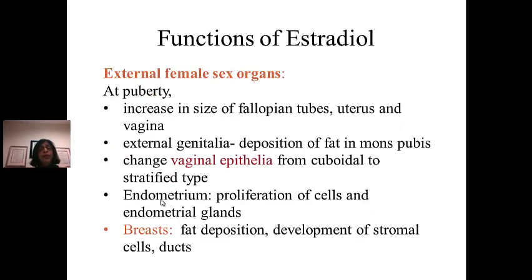All right, more functions to add: increasing the size of the accessory structures, maintenance of the functions of external genitalia, vaginal epithelia change even within the cycle, endometrial changes we saw earlier in the presence of estrogen. Breasts are also under the influence of estrogen. They grow bigger, more fat, and so on.